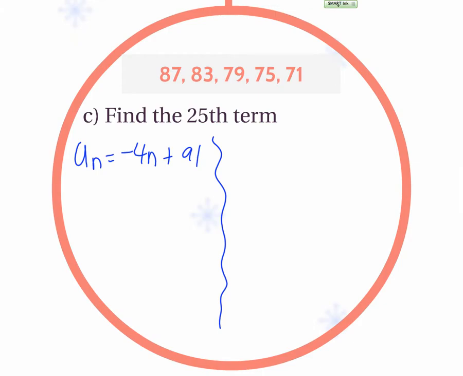So there's two different ways to do this. One way is using the work we already did, which is why I wrote down that formula. So if I'm finding the 25th term, 25 goes in for n. Remember how I said n was the term number when we had the big formula? So n is the term number, so I'm trying to find the number that's in the 25th spot. So I plug in 25 for n. So u sub 25 equals negative 4 times 25 plus 91.